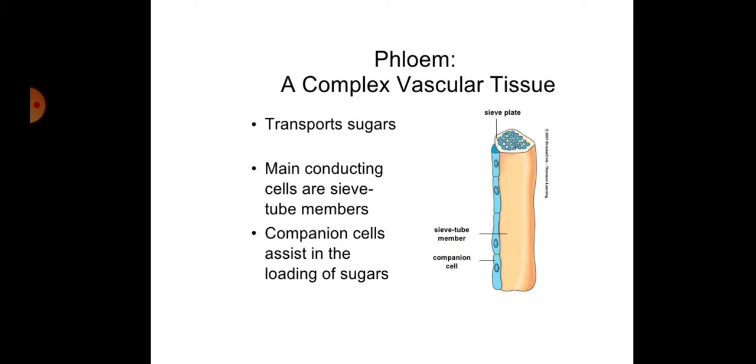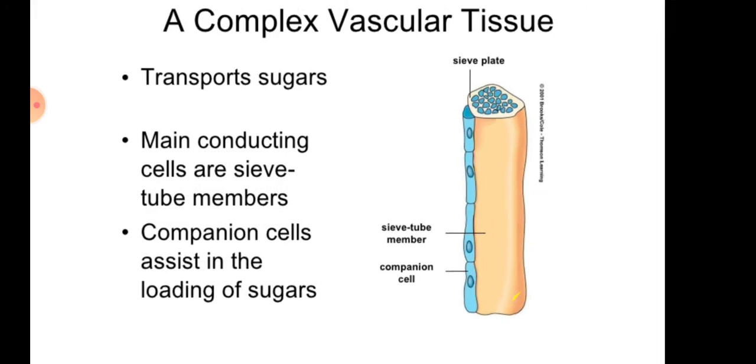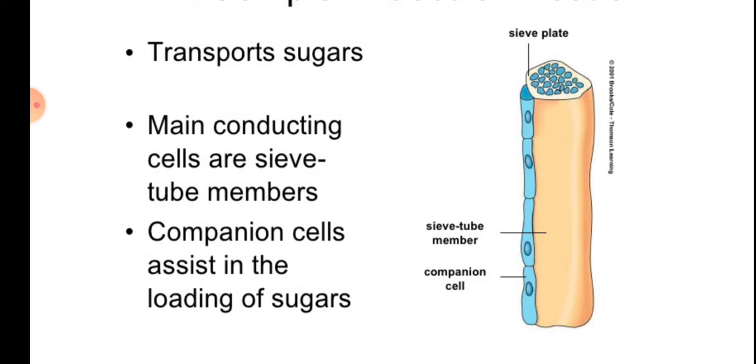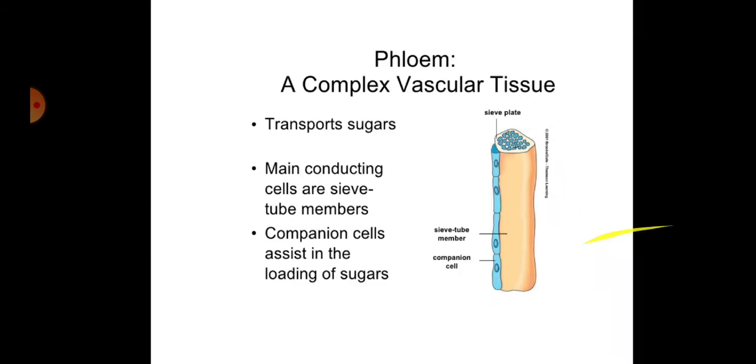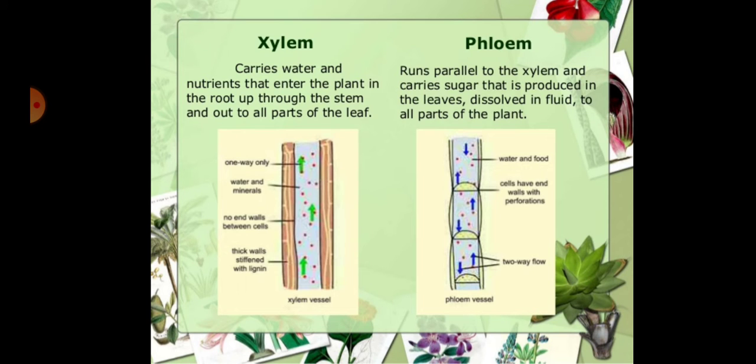On the other hand, phloem is also a complex tissue system, a vascular tissue system. It transports sugar, and the main conducting cells are tube members, and companion cells are there. They assist in the loading of sugars. See in this diagram very clearly, tube members are there, and a plate is there, and companion cells are adjacent cells. Now here comparatively we will study xylem and phloem with diagrams.